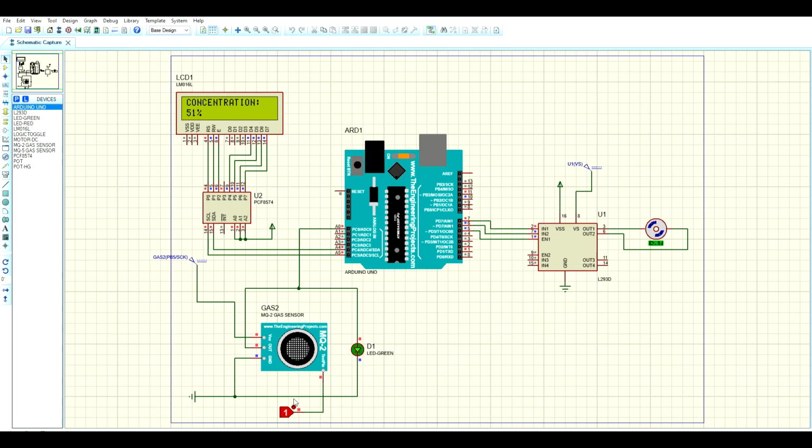After it detects any gas with high concentration, the green LED will be on and the servo motor will be running. But when there is no gas, which is back to 0% concentration, the green LED will be off and the servo motor will not be running. It will show you multiple tests for this schematic circuit. Okay, so that's all for our Proteus part. Thank you.